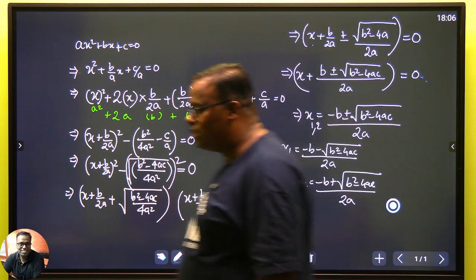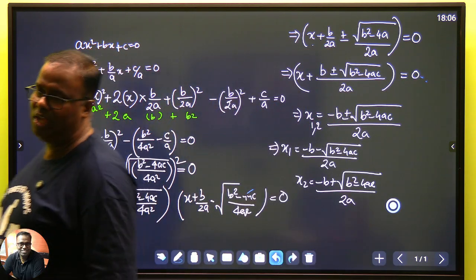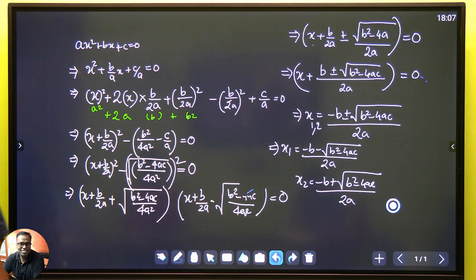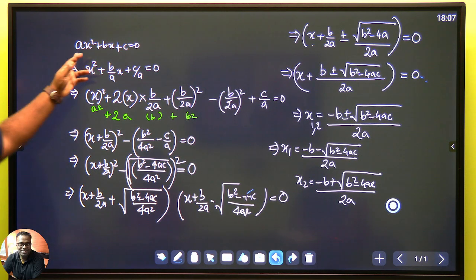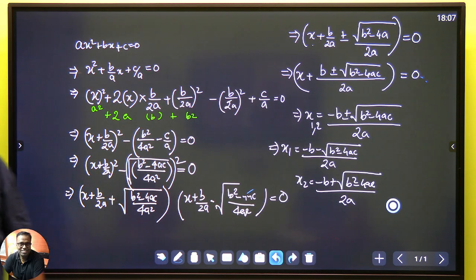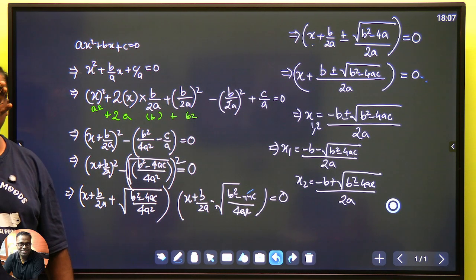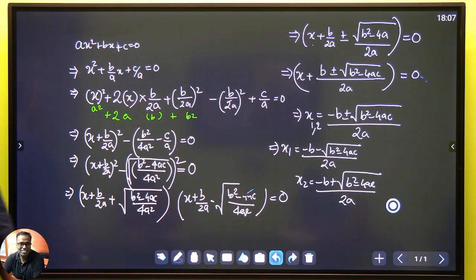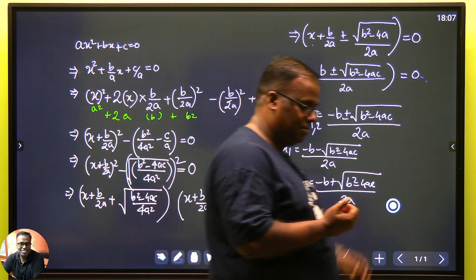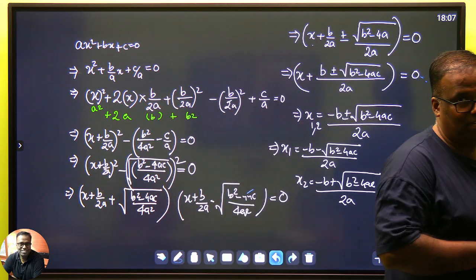In your school, this will not come. But if you want to have a good hand on algebra, learn this. And you will find more interesting things now, which are not told in your books. Write down ax square plus bx plus c equal to 0. Write it. Dividing both sides by a.